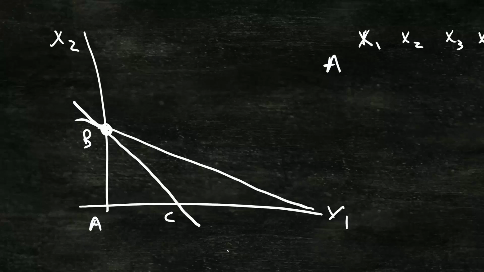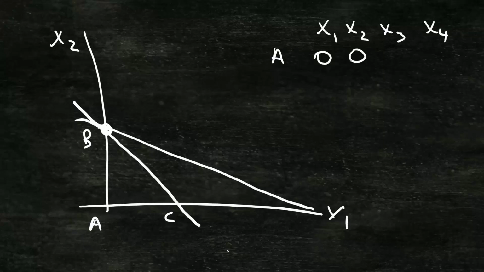I think I better move things over a little bit. So we have X1, X2, X3, X4, and we have point A, we have X1 and X2 at 0, and both the slack variables will be positive. When we go to point B, what happens is that X1 goes to 0, X2 goes positive, but both values of the constraints will go to 0. And this is called a degenerate solution, because what you expect is you expect to have two basic variables.